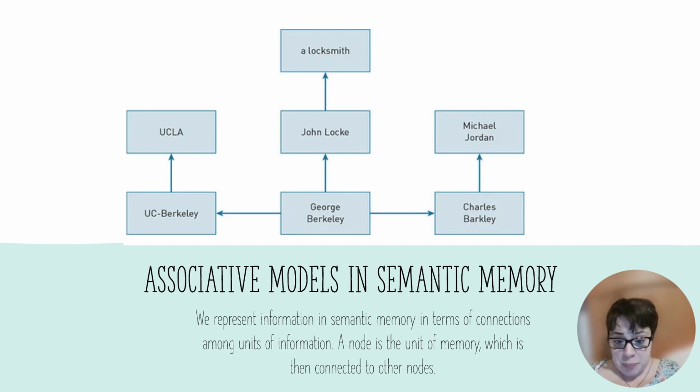information. So a unit of information in semantic memory is referred to as a node, which is connected to other units of information or nodes. And some of those connections are going to be relatively strong and straightforward, whereas other connections might be weaker. But as we continue to have experiences, those nodes will either be made stronger or made weaker.